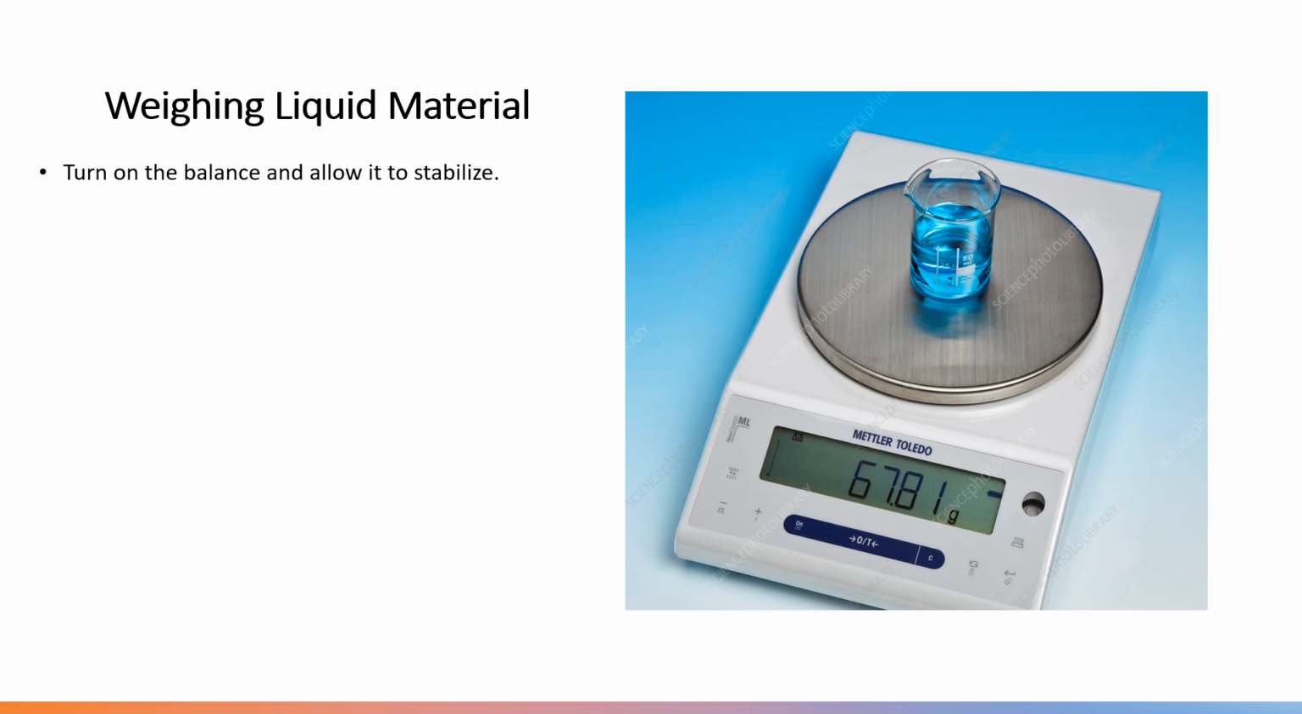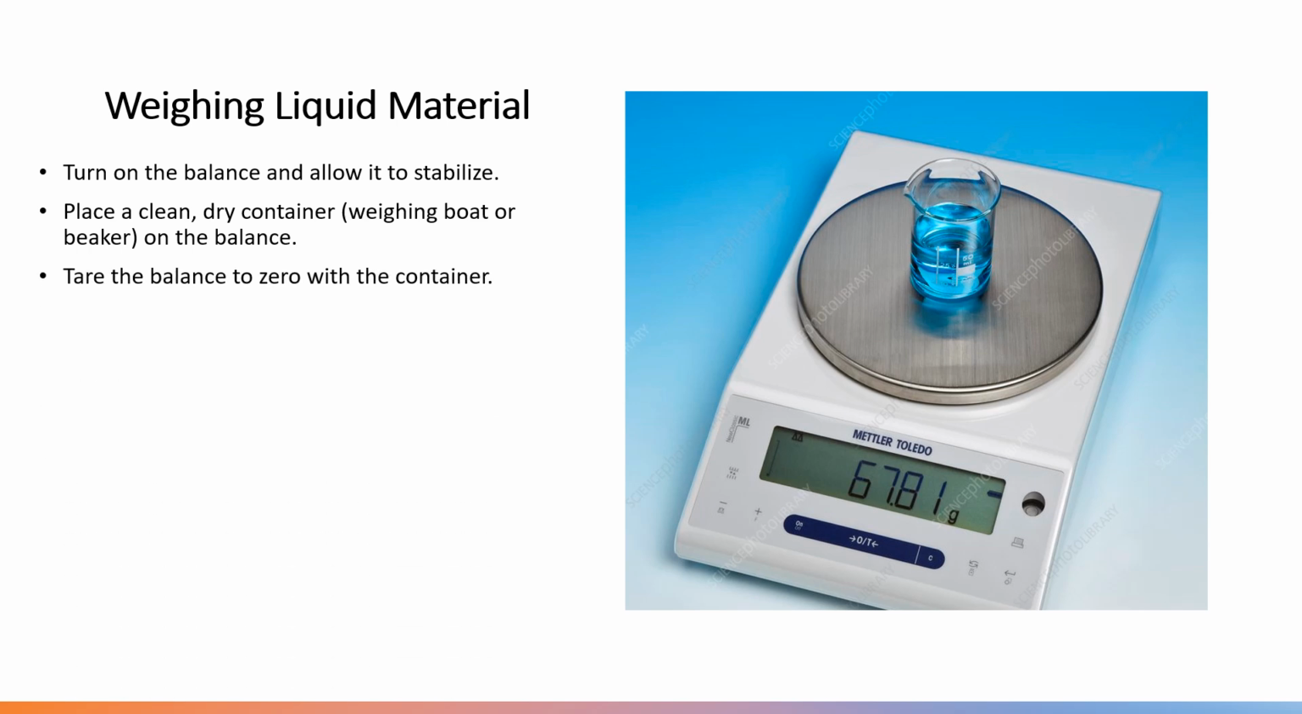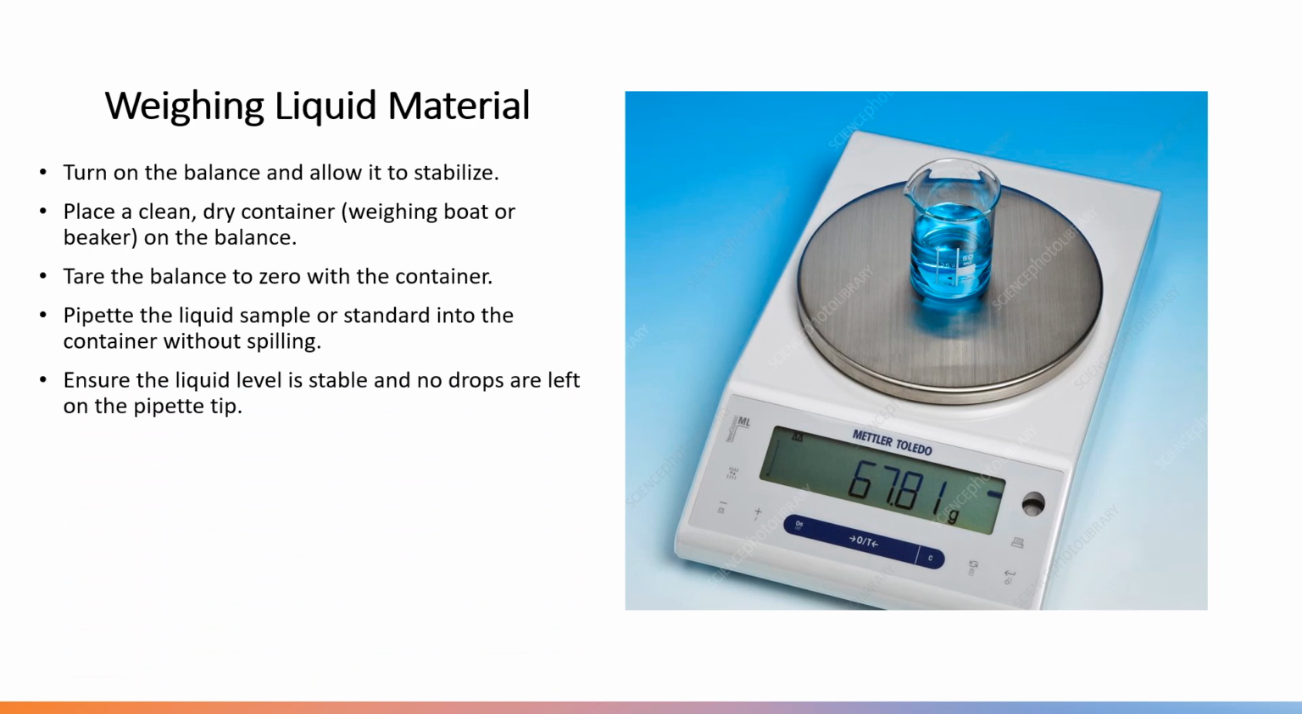So now here we will discuss the weighing process for liquid material, right? So first turn on the balance and allow it to stabilize. Then place a clean dry container on the balance, that may be your beaker or volumetric flask. Then tare the balance to zero with the container, that is it will nullify the weight of your container, right? Then pipette the liquid sample or standard into the container without any spilling.